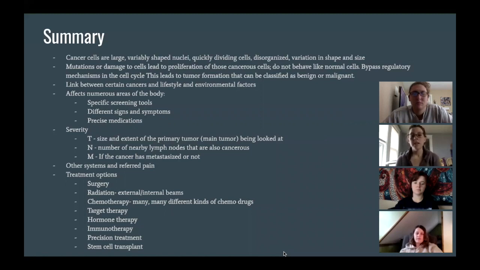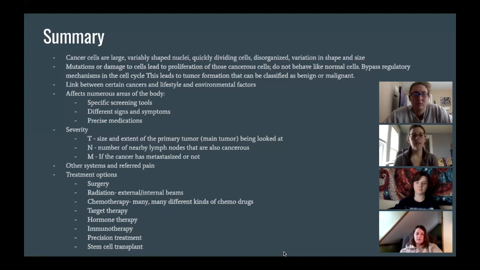Cancer can affect any cells in the body that can divide, so all cells except for the majority of the nervous system. And due to this huge variety of different cancers, there are many specific screening tools, different signs and symptoms, and specific medications for each type of cancer. The severity of cancer can be classified by T, the size and extent of the main tumor; N, the number of lymph nodes close to the tumor that have been invaded; and M, if the cancer has metastasized or not.